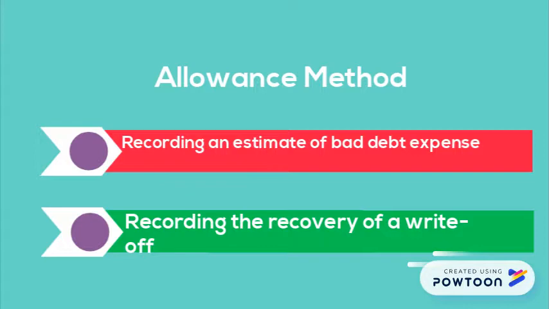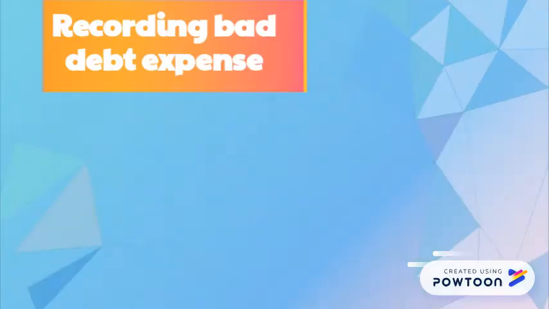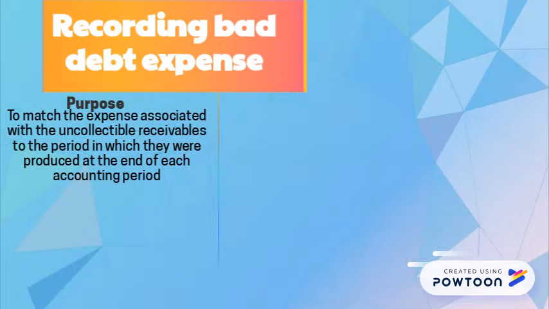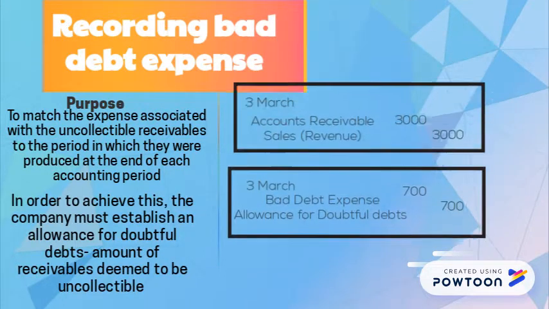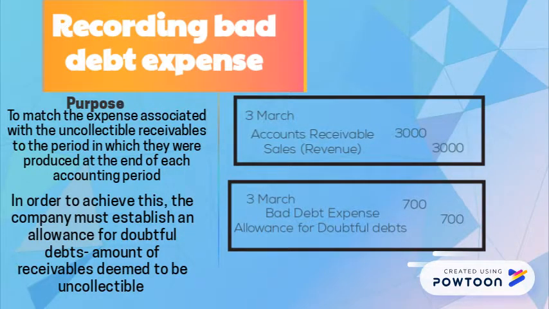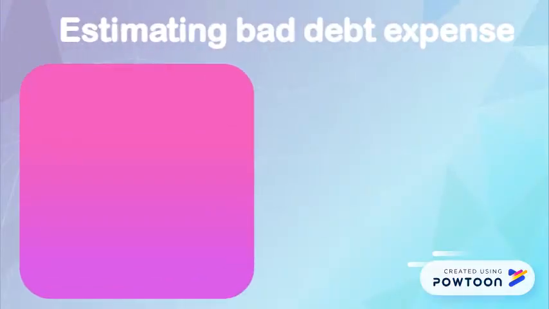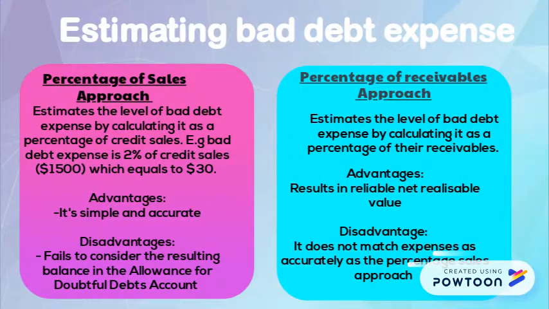recovery of a write-off. The purpose of recording bad debt expense is to match the expense associated with the uncollectible receivables to the period in which they were produced at the end of each accounting period. As for estimating bad debt expense, companies can either use percentage of sales approach or percentage of receivables approach.